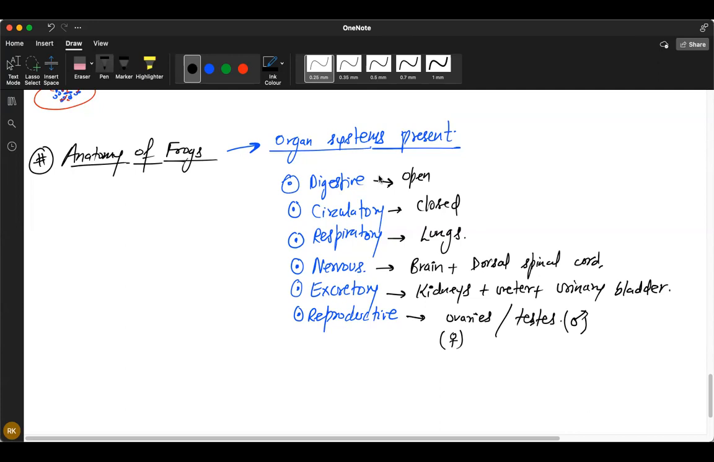Now, talking about their diet, what do you think? Are frogs herbivorous, carnivorous, or omnivorous? Anyone, any idea?